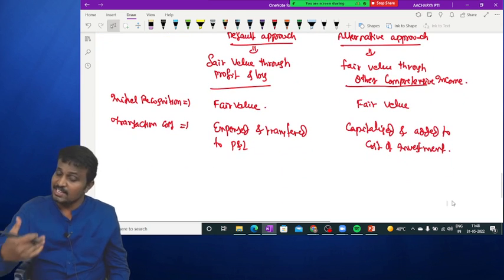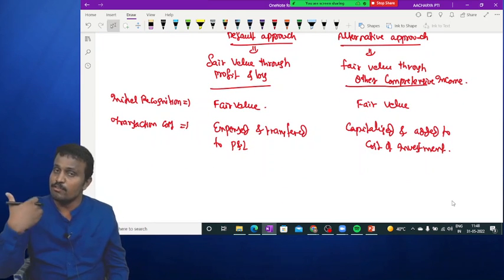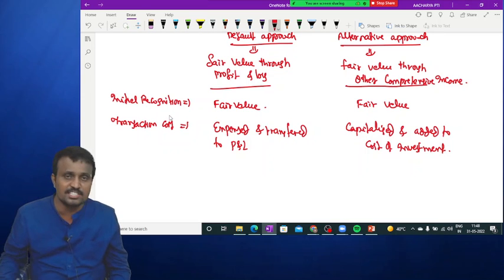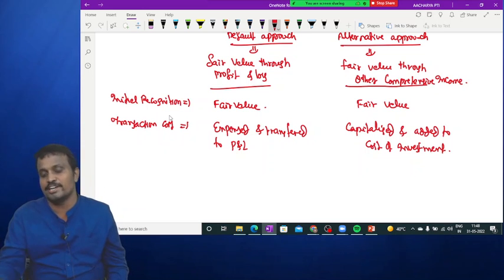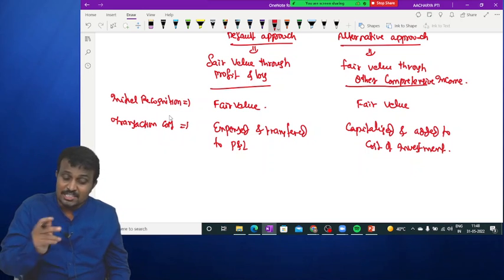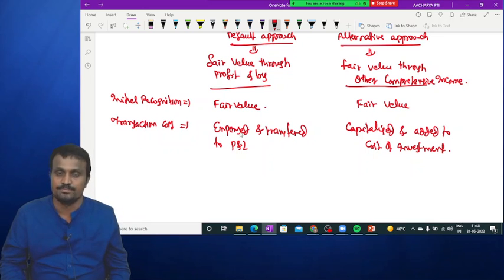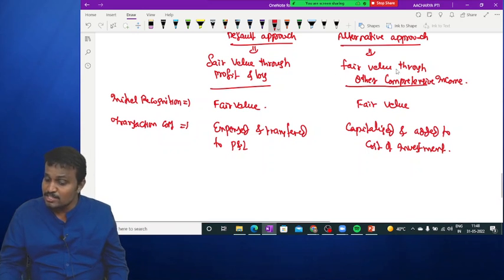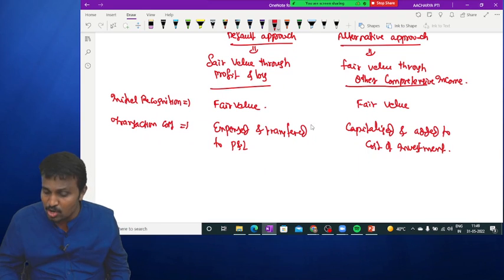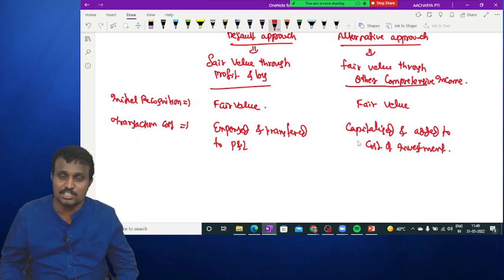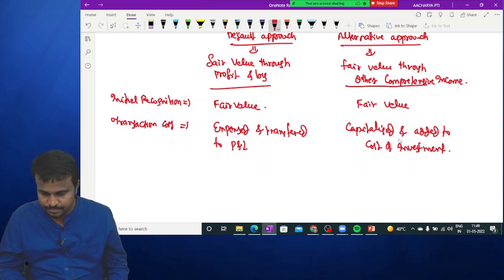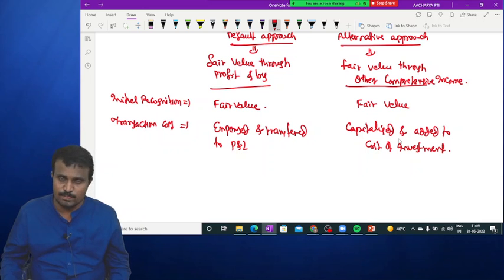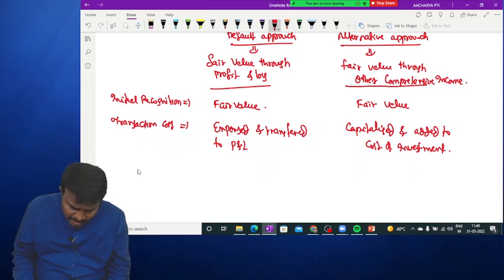The question is whether transaction cost is included in the initial cost of the financial asset or not. That depends upon whether it is covered under the default approach or the alternative approach. In case of the default approach, the transaction cost is expensed and transferred to the profit and loss statement. But in case of the alternative approach, the transaction cost is capitalized and added to the cost of the investment. Clear?